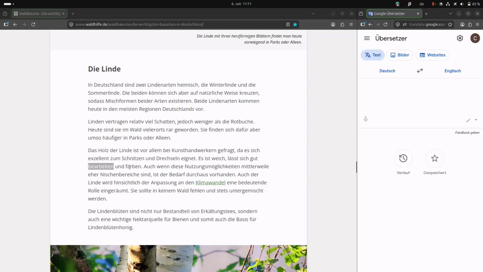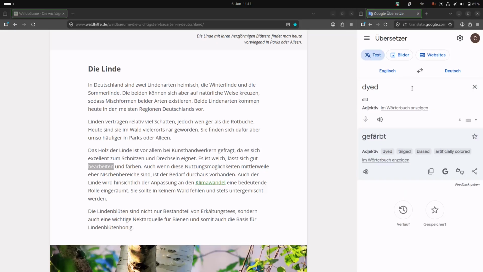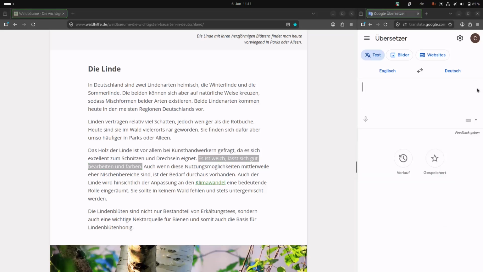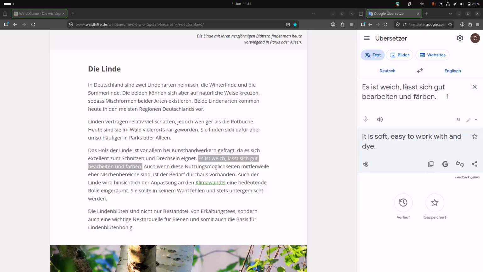Und färben and dyed. Of course not dyed with the IE, but I think, is it called dyed? I'm not quite sure. Gefärbt, something like that. So it is soft, lets itself be worked on and dyed well, I think. Let me just translate the entire sentence. It's soft, easy to work with and dye, yeah.